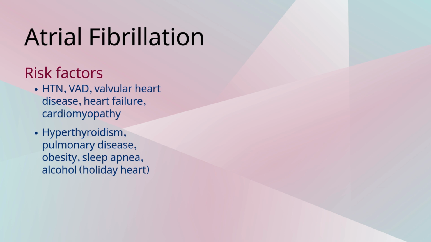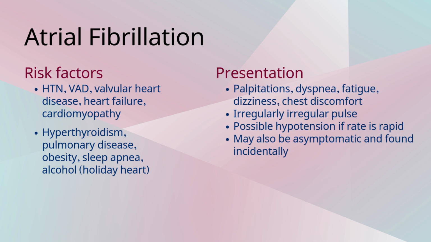to as holiday heart. Our clinical presentation often involves symptoms including palpitations, dyspnea, fatigue, dizziness, chest discomfort, or they'll say they just generally don't feel well. And on exam, you'll find their pulse has that irregular rhythm and possibly a variable intensity. It's also possible they could be hypotensive and unstable if they have a rapid ventricular response, so that really high heart rate. Sometimes, though, AFib is actually found incidentally and the patients can present asymptomatically.